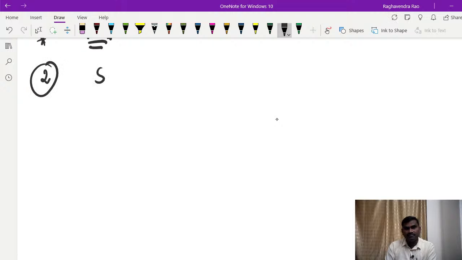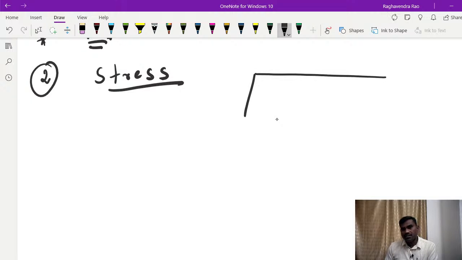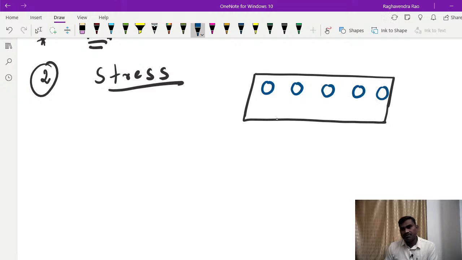Next, the second one: stress. When I take one body, this is nothing but a material. A solid state material is nothing but a collection of atoms. Like this, atoms are collected and it forms a material.